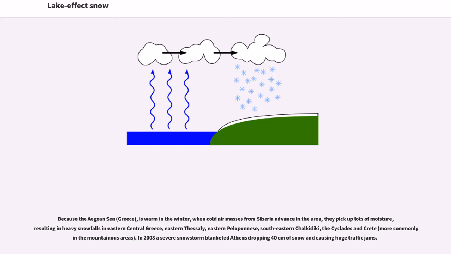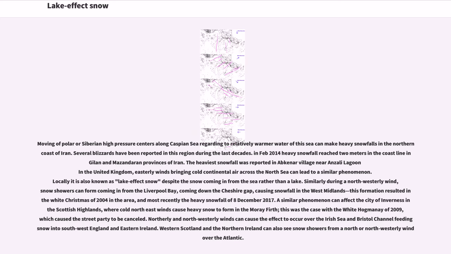Moving of polar or Siberian high pressure centers along the Caspian Sea, in relation to the relatively warmer water of this sea, can make heavy snowfalls in the northern coast of Iran. Several blizzards have been reported in this region during the last decades. In February 2014, heavy snowfall reached 2 meters in the coastline in Gilan and Mazandaran provinces of Iran. The heaviest snowfall was reported in Epknar village near Amsali Lagoon.